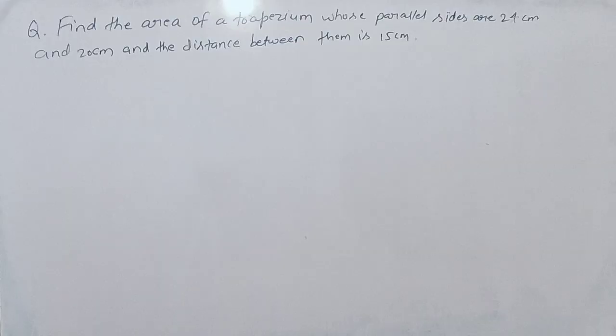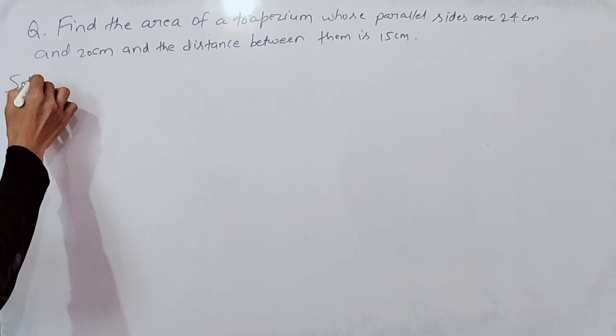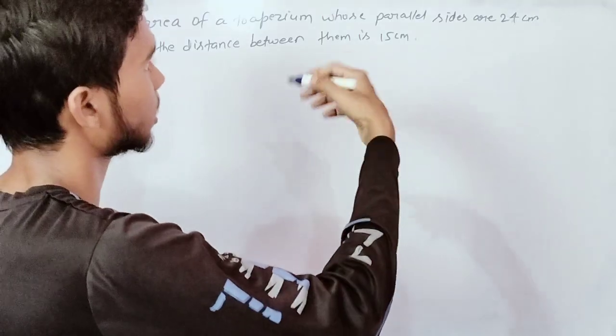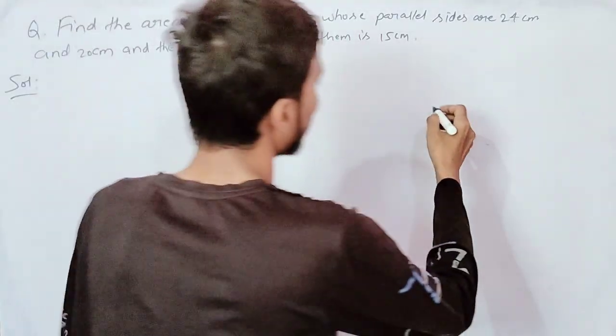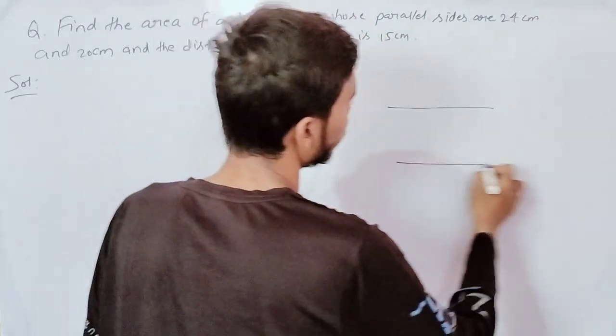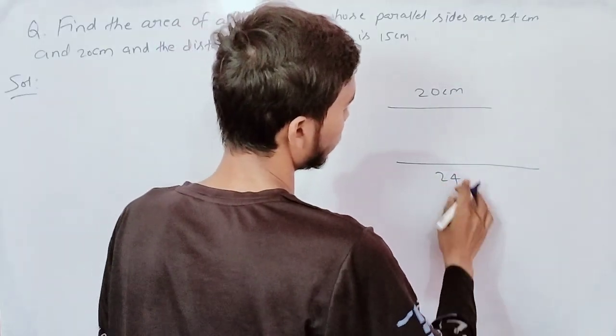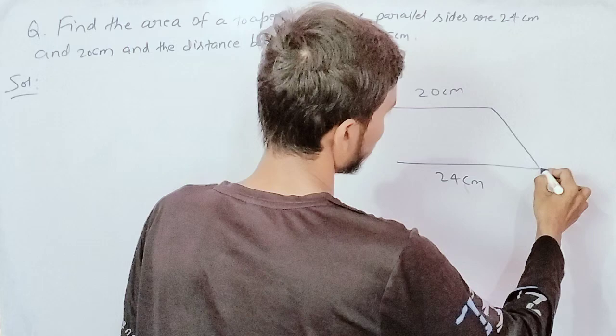This is the complete question. Find the area of a trapezium. Just we saw the formula for trapezium. Formula for trapezium is what? Find the area of a trapezium whose parallel sides are 24 centimeter and 20 centimeter. Can we draw a figure of a trapezium whose parallel sides are 20 centimeter and 24 centimeter? So of course there is a trapezium.